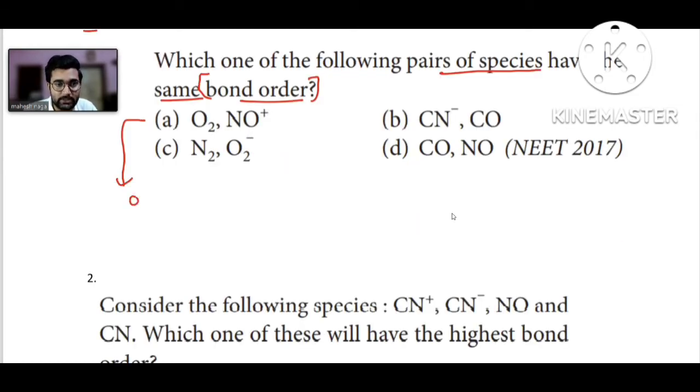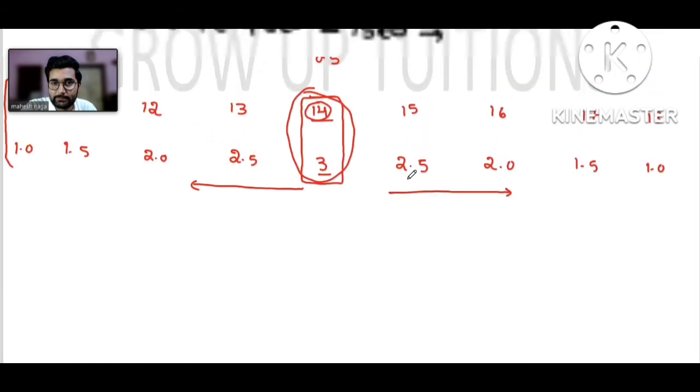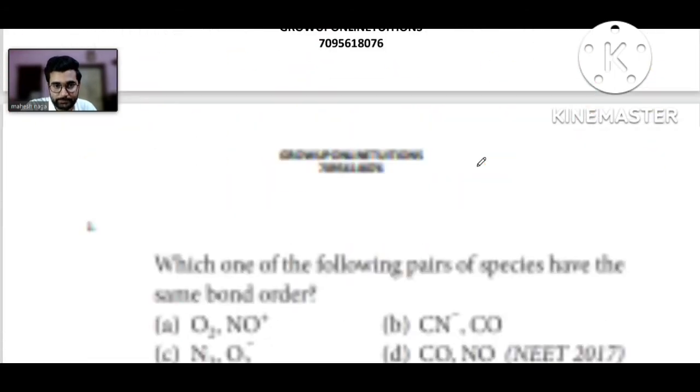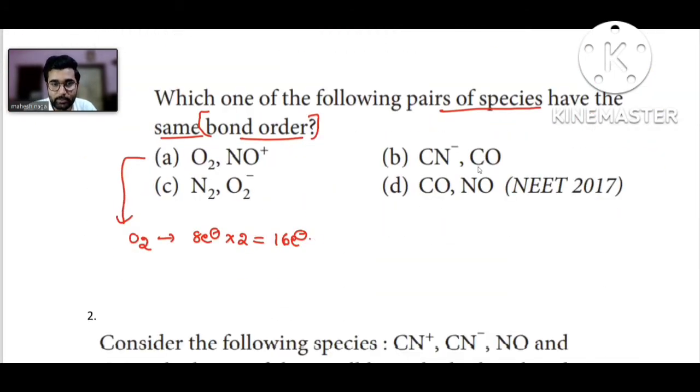Here oxygen. We know that one oxygen has 8 electrons. Here O2, that means 8 electrons into 2, that will give rise to 16 electrons. 16 electrons means the bond order is 2.0. Now let us calculate NO plus.